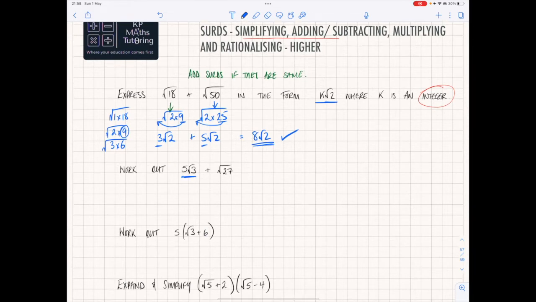Okay, if you want to pause the video, you can have a go at the next one. I've actually already simplified the first surd for you, so you don't need to do any work there. You need to make sure you can simplify this second one.